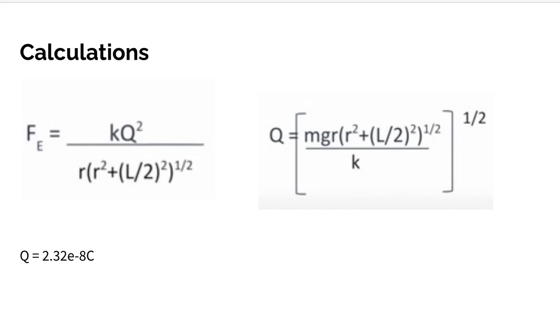Now, to calculate the Q value, I used the two formulas on the screen here and got a Q value of 2.32 e to the negative 8 coulombs.